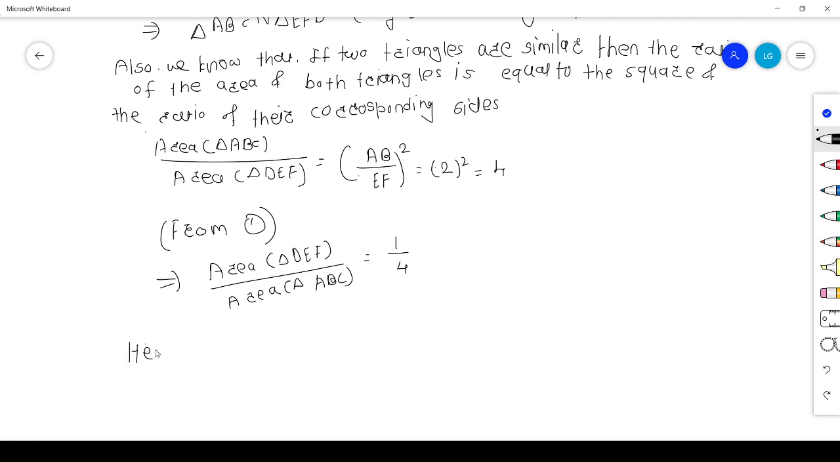Hence the ratio of the area of triangle DEF and triangle ABC is 1:4.